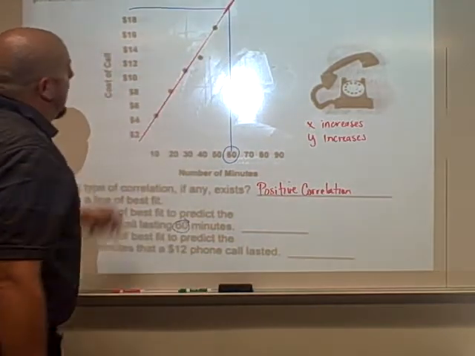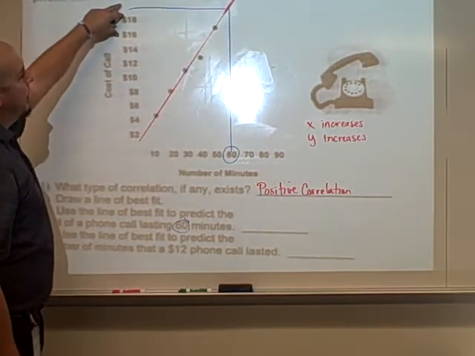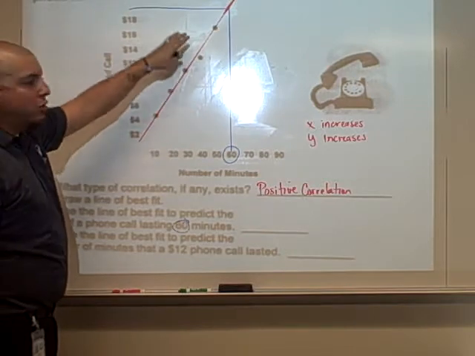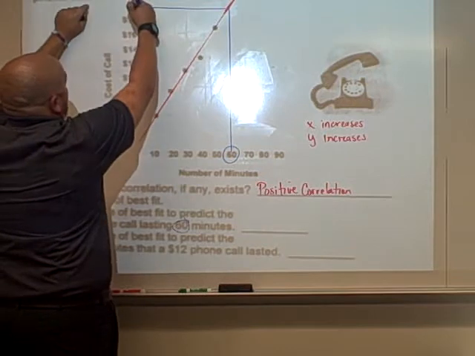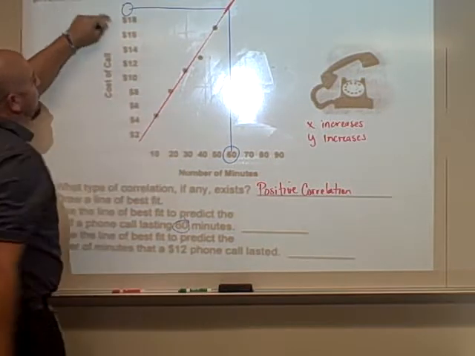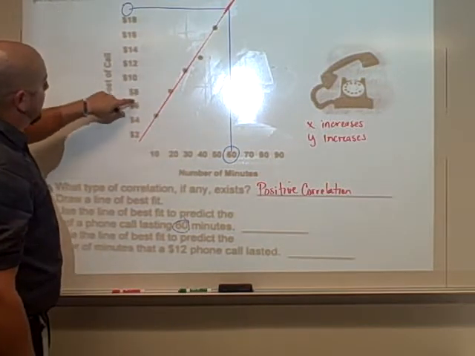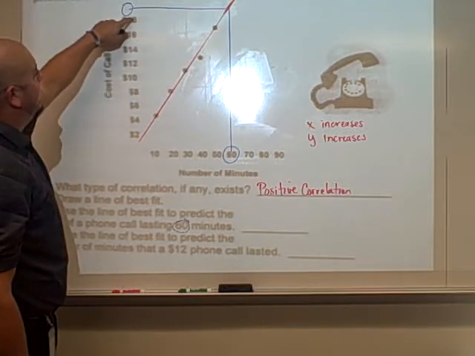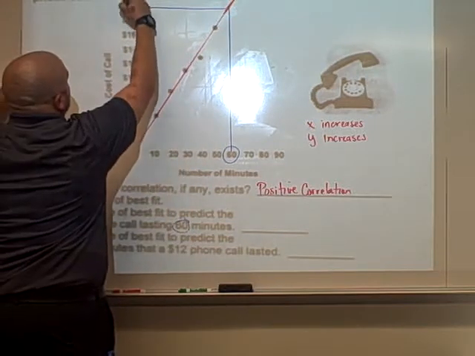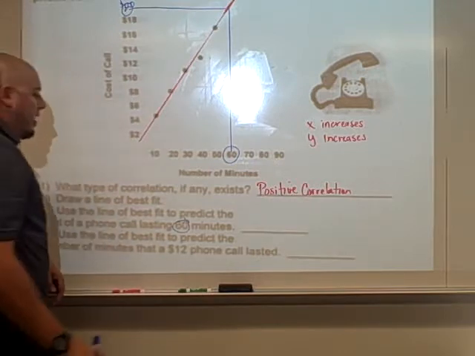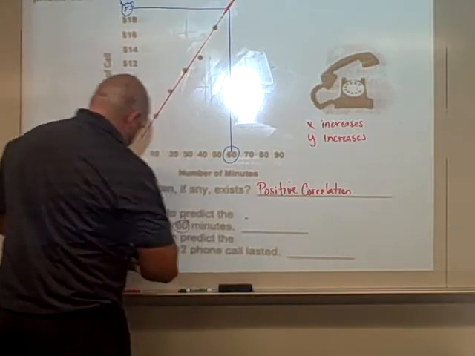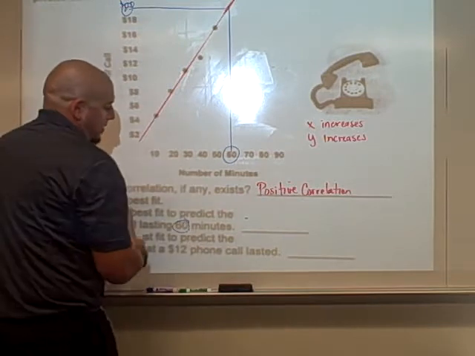So once I go up, hit my graph, and take a left, based on the rectangle I just created, my up and over, it looks like a 60-minute phone call is going to be somewhere in this area. If we're going up by twos, we've got 2, 4, 6, 8, 10, 12, 14, 16, 18. This should be about $20. So the cost of a call lasting 60 minutes will probably be about $20.